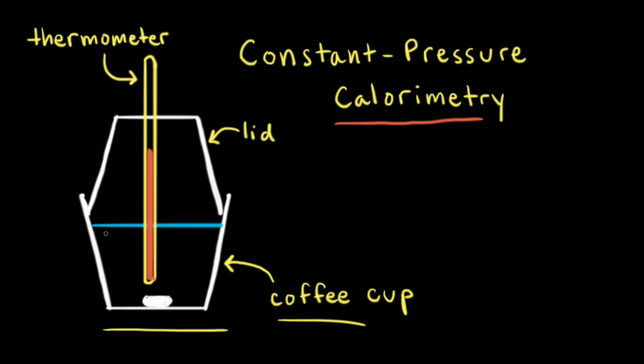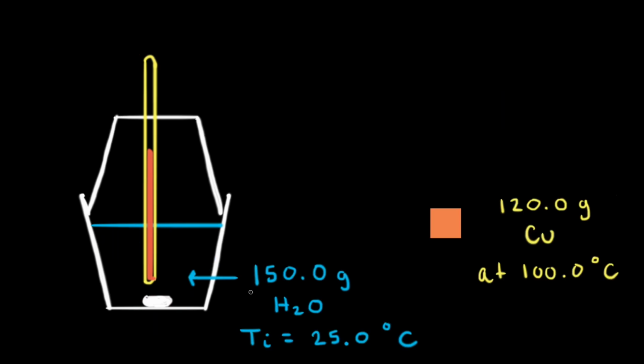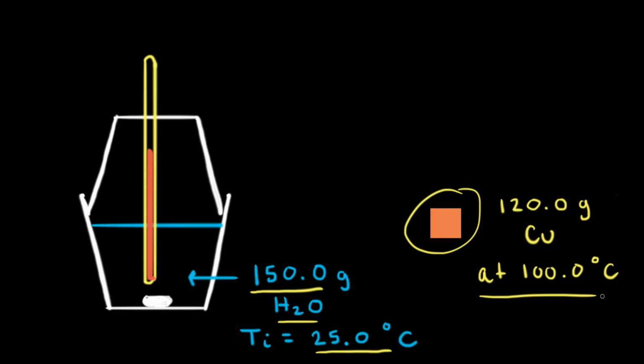Other components of our calorimeter include some water, and then we also have a stir bar to stir up the water, and a thermometer to measure the temperature change of the water. Let's say we have 150.0 grams of water at an initial temperature of 25.0 degrees Celsius. Next, let's take a block of copper, 120.0 grams of it, and heat up that block of copper to 100.0 degrees Celsius. Once the copper has reached that temperature, we add the copper block to our calorimeter.